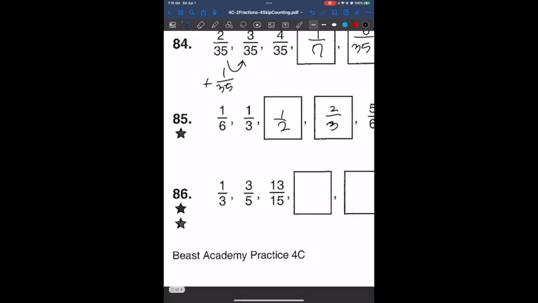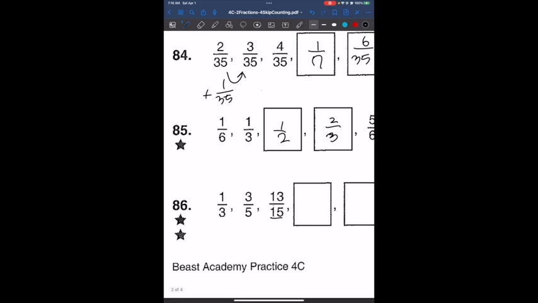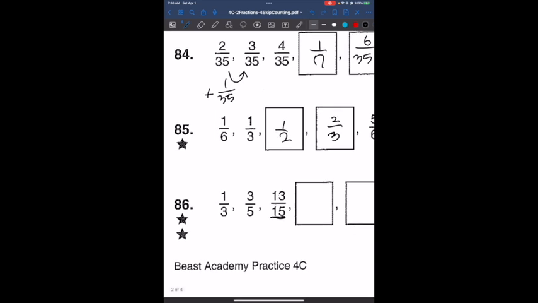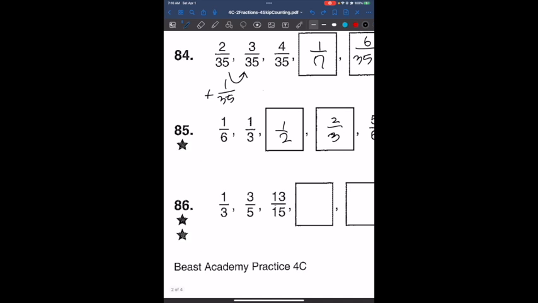Now we're going to do the same thing here, but now we're going to match the denominator as 15. So for 1 over 3 to have the denominator become 15, we multiplied by 5. And for 3 over 5 to become a fraction with a denominator of 15, we multiply the denominator by 3. So we're also going to multiply the numerator by 3. And so 3 times 3 is going to be 9.